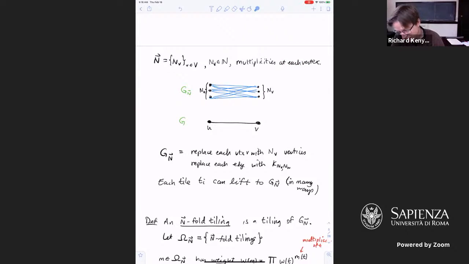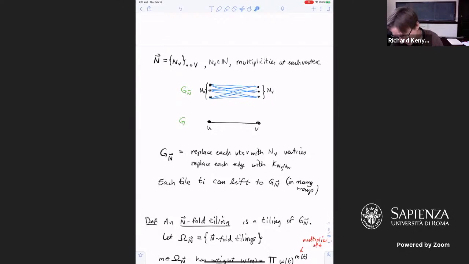And now we're going to make a new graph. So our original graph, G, has some set of vertices, and we're going to make the new graph G sub N here, which over each vertex U has N sub U vertices. And for each edge of the original graph G, if the edge goes from U to V, I choose a complete graph connecting the vertices on the left and the vertices on the right, a complete bipartite graph.